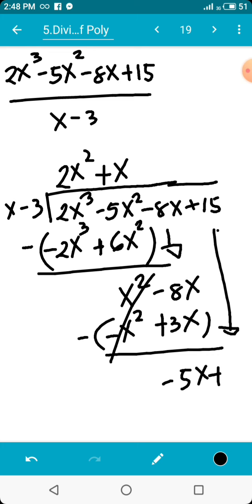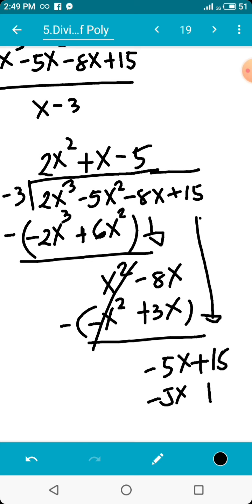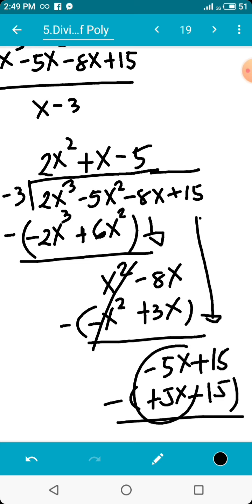So, we have now positive 15. So, divide ulit natin. Negative 5x divided by x. So, we have negative 5. So, times ulit natin siya sa bawat term. So, negative 5 times x, that is negative 5x. And then, negative 5 times negative 3, that is positive 15. Okay? So, again, i-minus natin. So, mag-iiba yung sign nila. So, we have now negative and positive 5x, so canceled. And then we have positive 15 and negative 15, so canceled then.